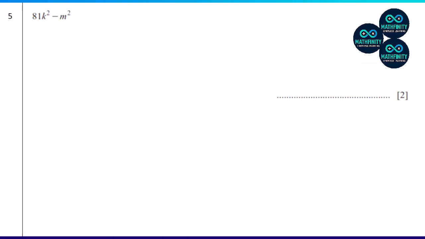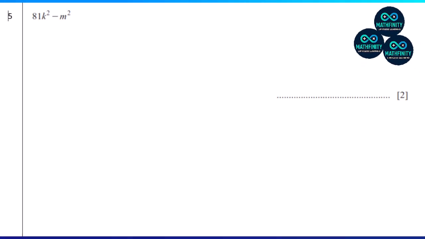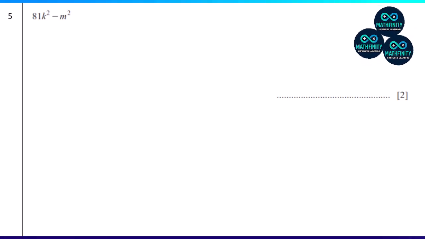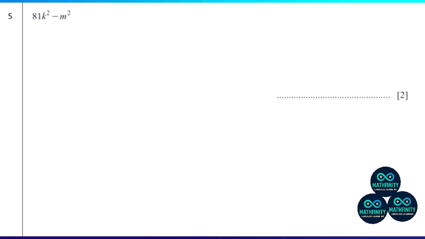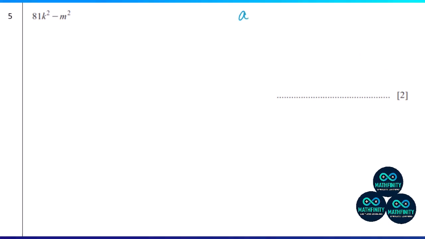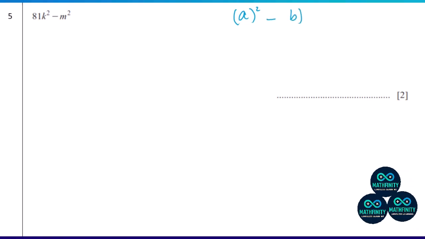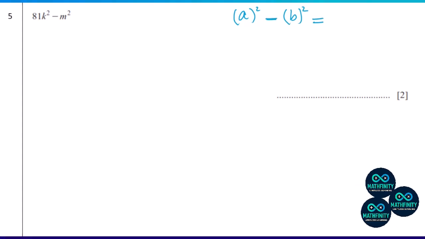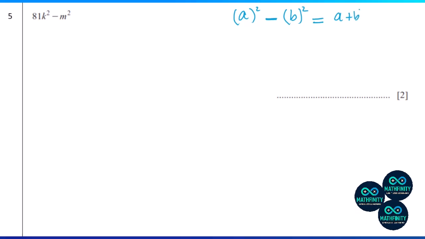Question number 5 is important and also for 2 marks. We observed there is no common number: 81k square minus m square. No number is common. No variable is common. Then if you remember, we have to make the squares between both of the terms, like I explained a square minus b square. If we are able to make the square between both terms and there is a negative sign between them, then we can write them one time positive, one time negative.